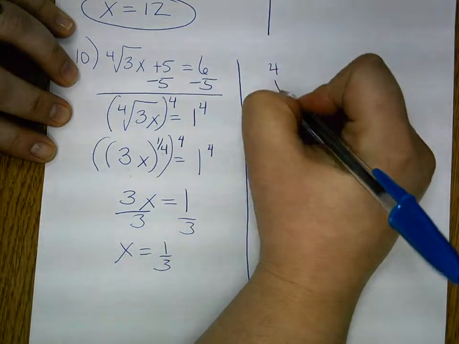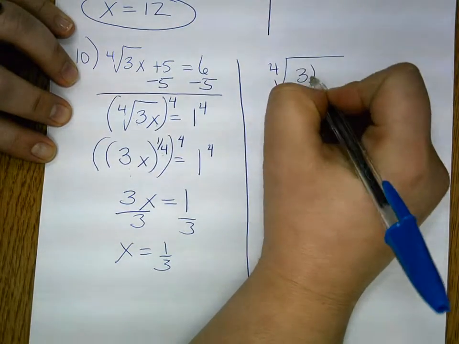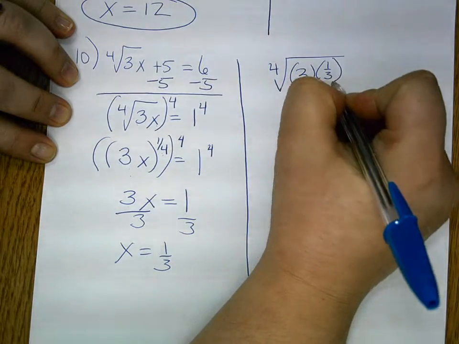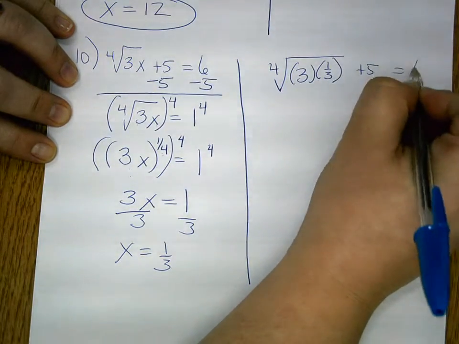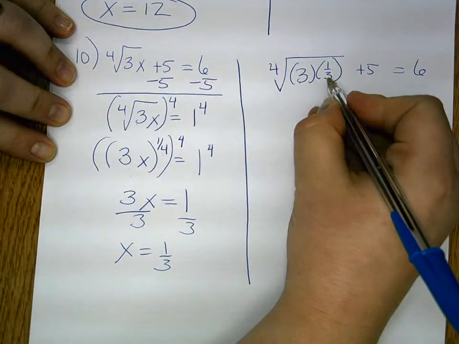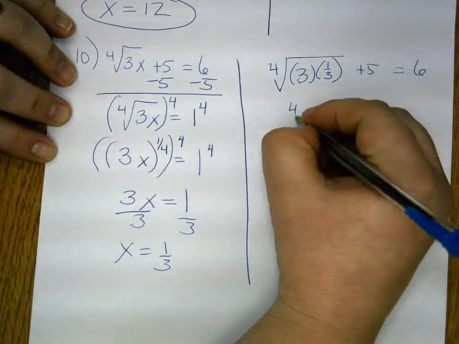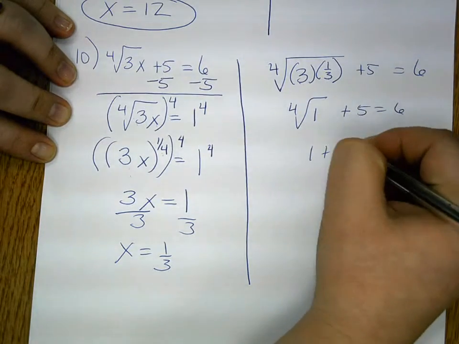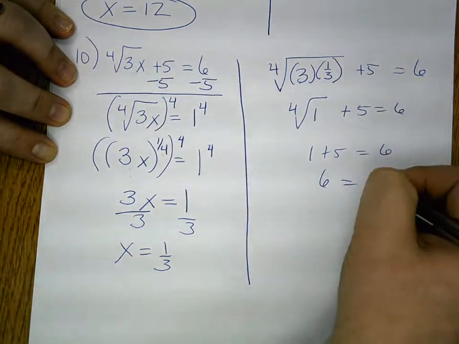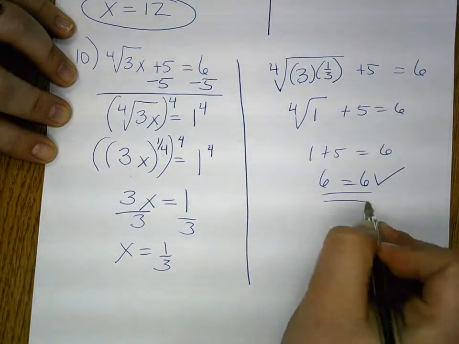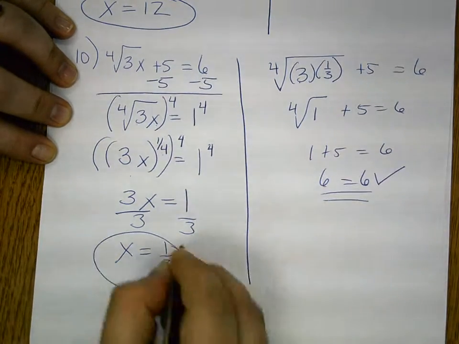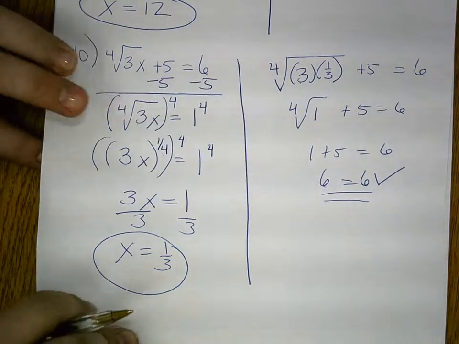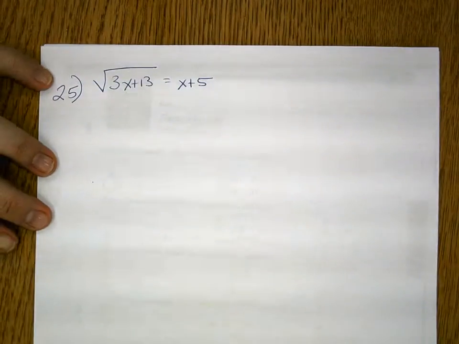You will have to check for extraneous solutions, so that means that 3 times 1/3 plus 5, is that equal to 6? 3 times 1/3 is 1, 4th root of 1, plus 5 is 6, 1 plus 5 is equal to 6, 6 equals 6. That checks out. So that means that x equals 1/3. And the last example, number 25.